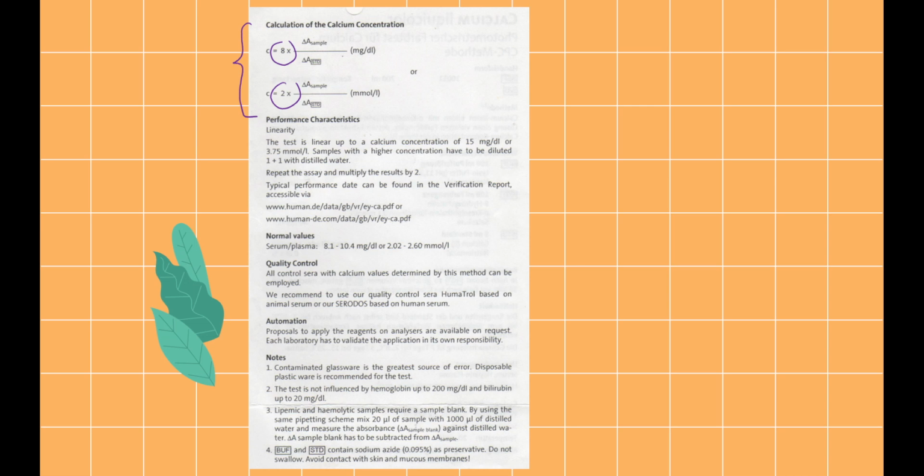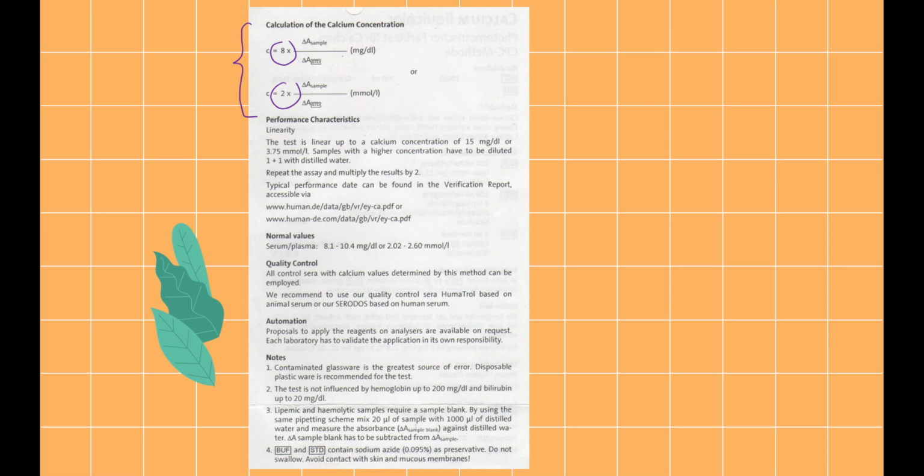That is why we really need to read the standard. So, you can see in the video, always the blank first, then the standard, then if there is a control, better to read the control next, and then your sample.